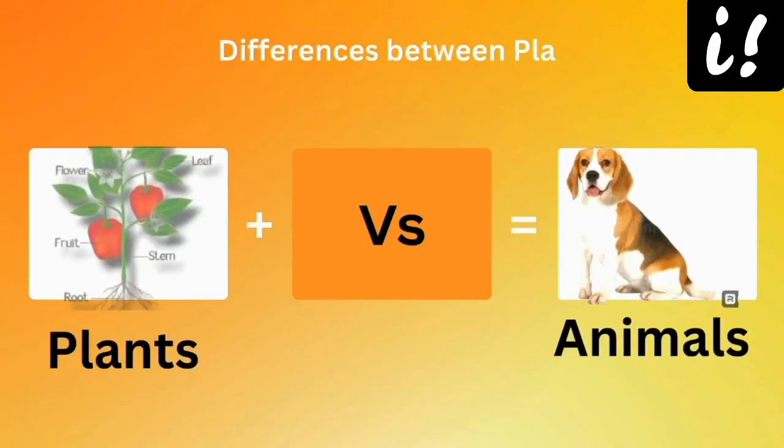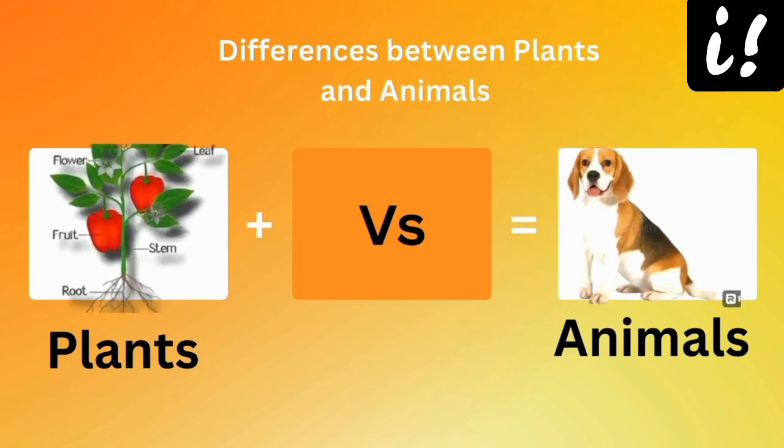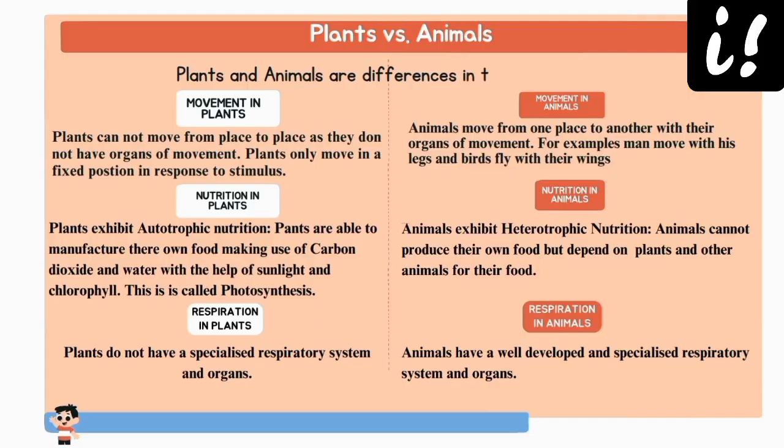What are the differences between plants and animals? We will look at these differences making reference to their characteristics. So plants and animals are different in the following ways. In movement, plants cannot move from place to place as they don't have organs of movement. Plants only move in a fixed position in response to stimulus. Animals, on the other hand, move from one place to another with their organs of movement. For example, man can move with their legs and birds can fly with their wings.